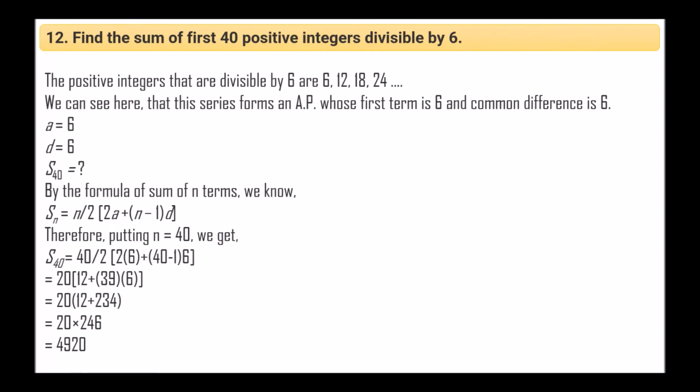Next, find the sum of the first 40 positive integers divisible by 6. So the positive integers that are divisible by 6 are 6, 12, 18, 24. We can see here that the series forms an AP with first term 6 and common difference 6. We have to find S40. So we will put the formula of S of n terms. By putting n equals 40, we will get the answer as 4920.